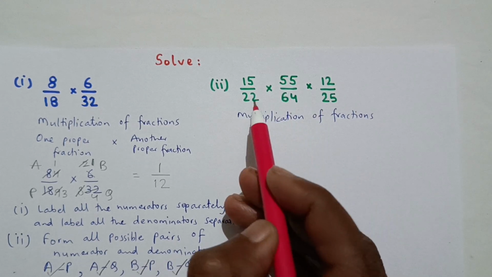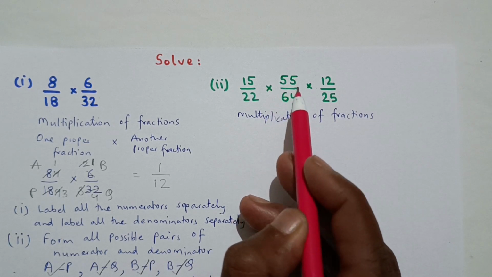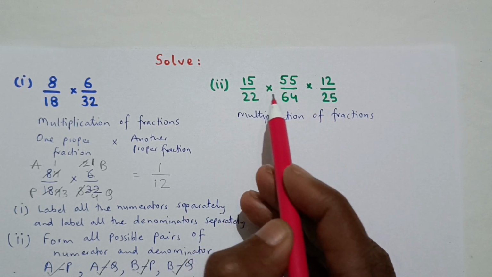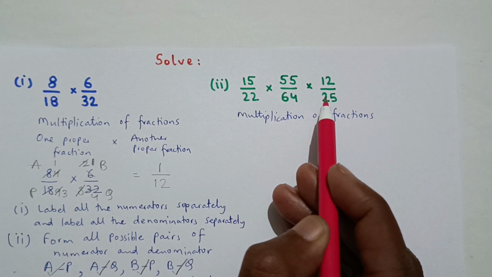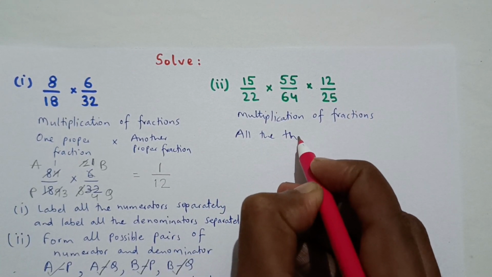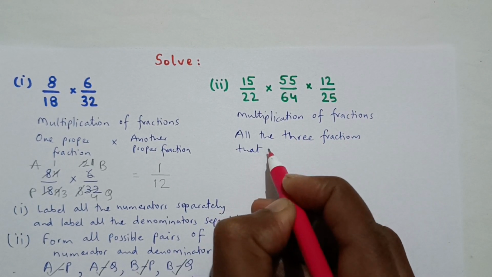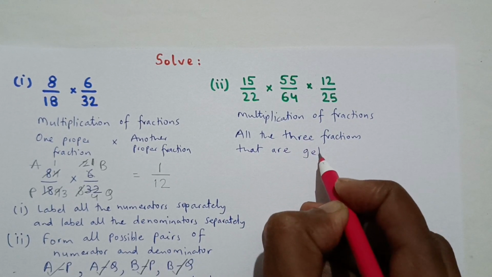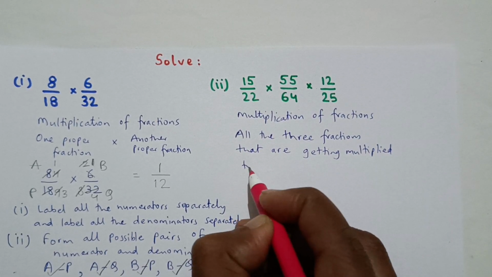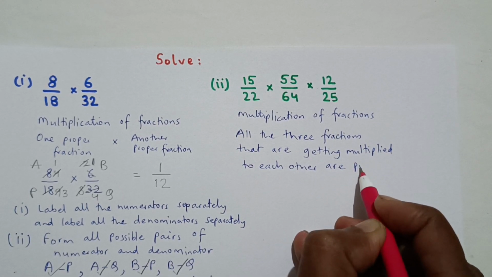Now in this question, 15 by 22 is a proper fraction, 55 by 64 is also a proper fraction, and 12 by 25 is also a proper fraction. So all the three fractions that are getting multiplied to each other are proper fractions.